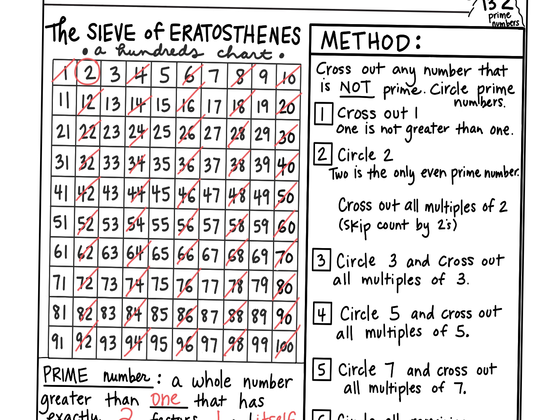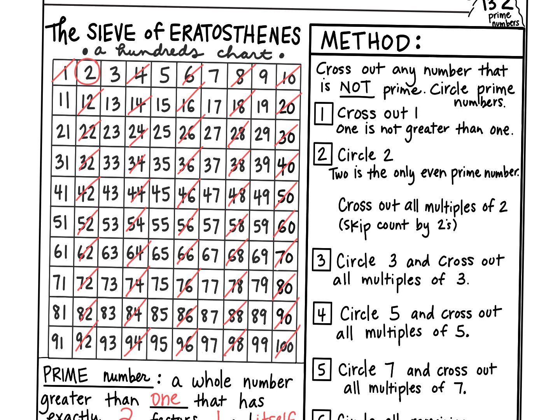Milo: Because 1 is not greater than 1. It is neither prime nor composite. It's special. It's just 1. It's not greater than 1. So it is not considered prime. It's also not considered composite.